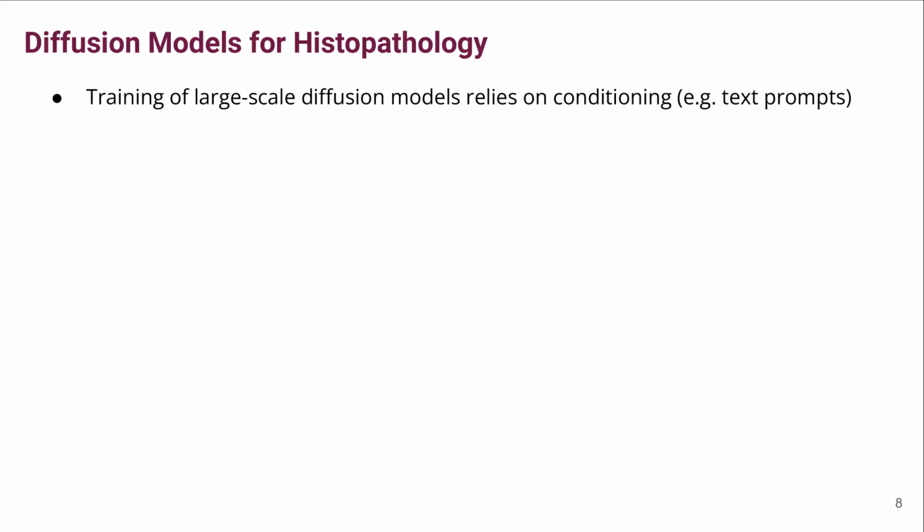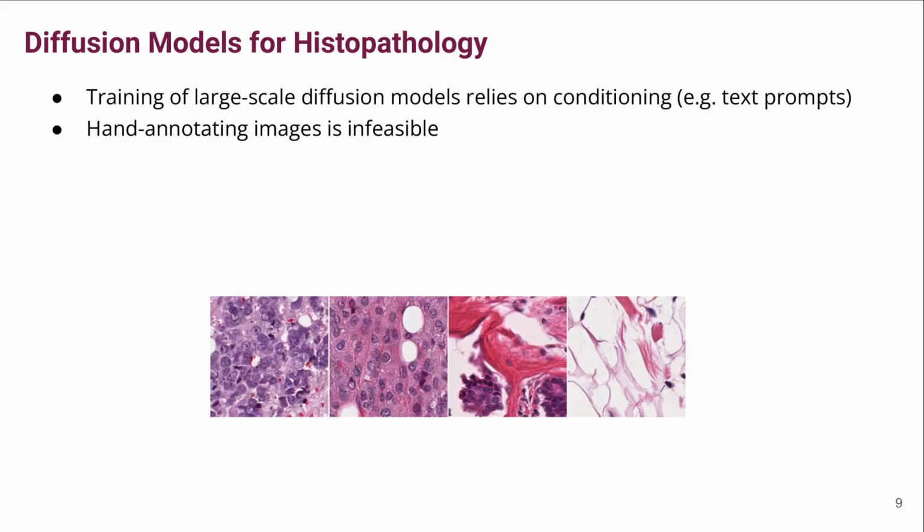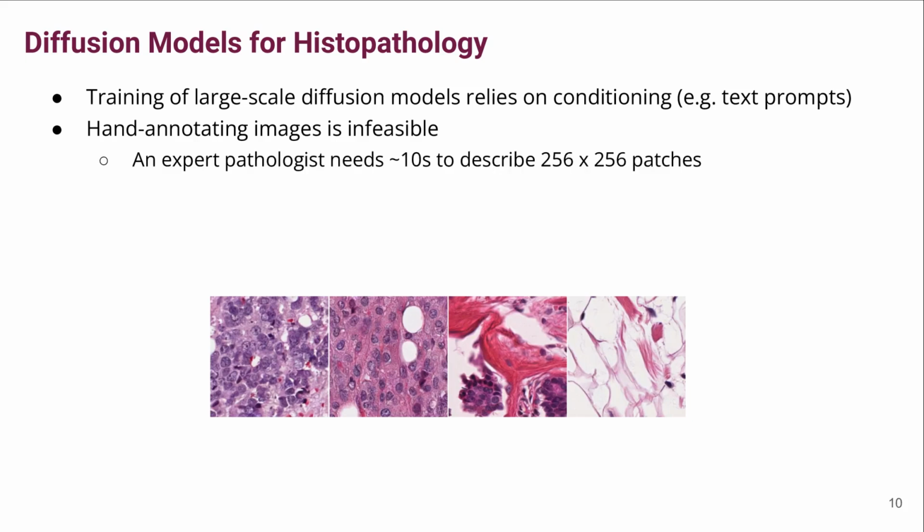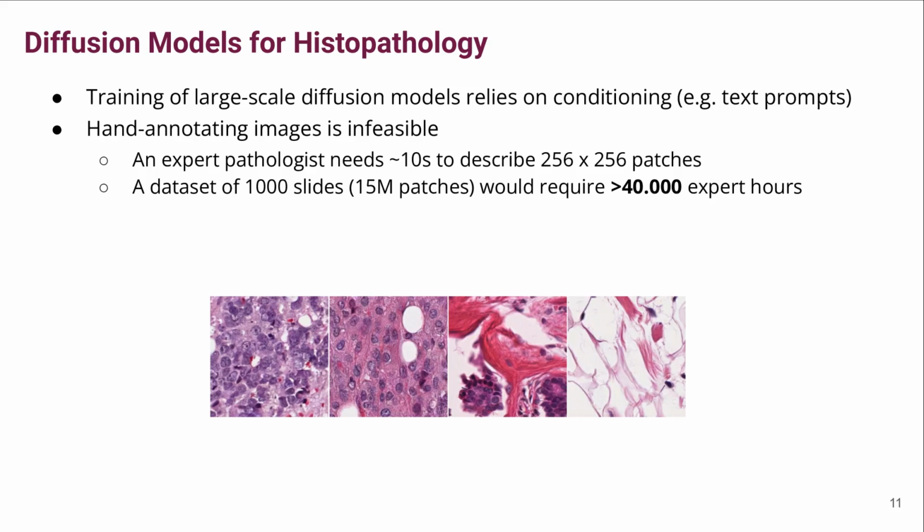Training large-scale and high-quality diffusion generative models relies heavily on providing appropriate conditioning, for example text prompts in Stable Diffusion. However, in these domains, annotating all images is infeasible, as it usually requires utilizing expert annotations. As an example, we asked the pathologist to write a text caption for each of these patches, and figured out that annotating an entire dataset would take more than 40,000 hours of their valuable time.